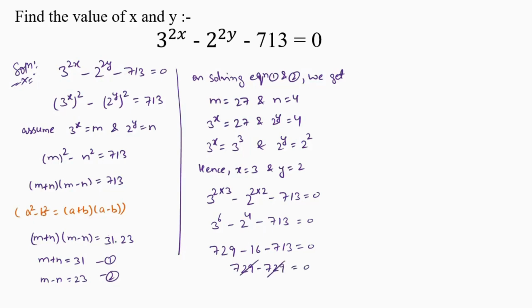These both will get cancelled out and we get 0 equal to 0, or we can say left hand side is equal to right hand side. Hence the values of x equals 3 and y equals 2 are correct.